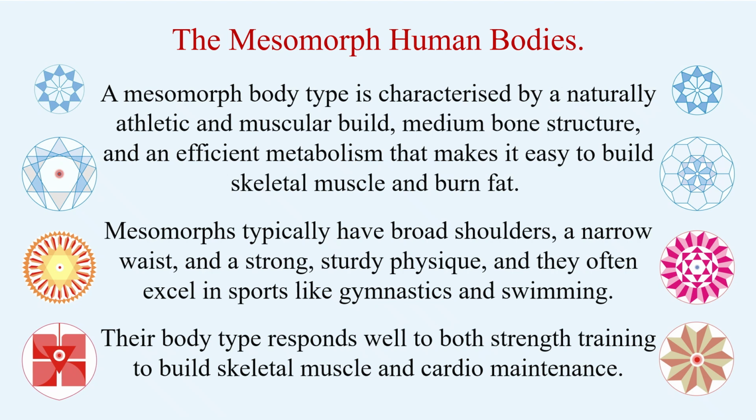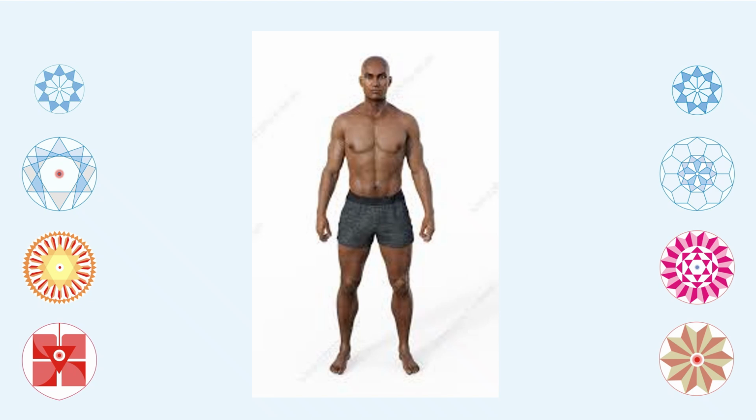Mesomorphs typically have broad shoulders, narrow waist and a strong, sturdy physique, and they often excel in sports like gymnastics and swimming. The body type responds well to both strength training, building skeletal muscles, and cardiovascular exercise. They are very excellent in sports, in that activity. Let's accept that. The body of that person will be like this. It's a very good structure, and height, length, breadth, everything will be proportionate. But I would like to have a combination of all three together.